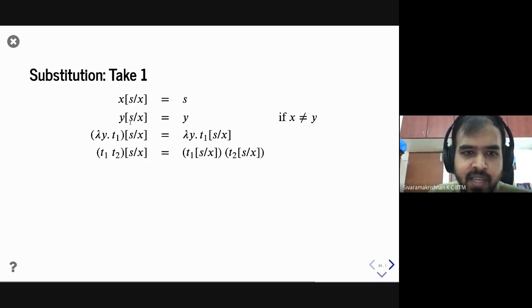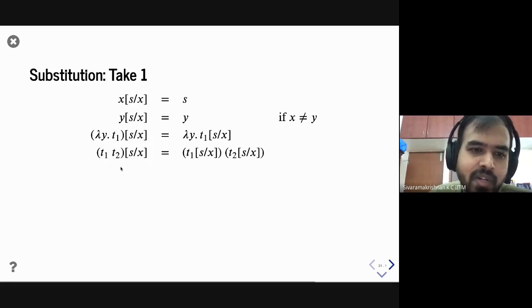If you are replacing X with S in Y, where X and Y are not equal, then the substitution does not do anything. It doesn't change the variable. So you just leave it as such. So these two are easy.